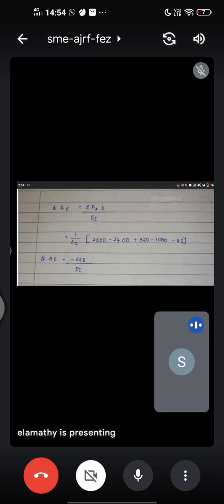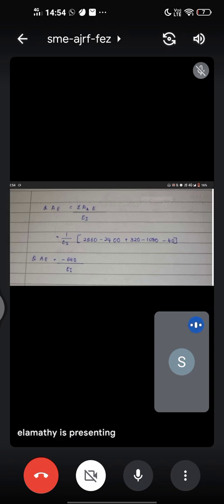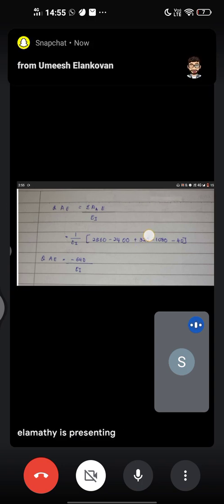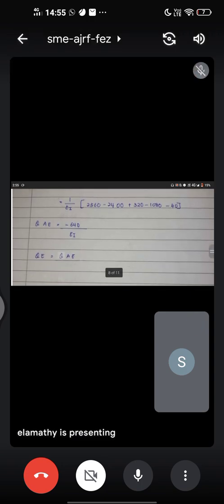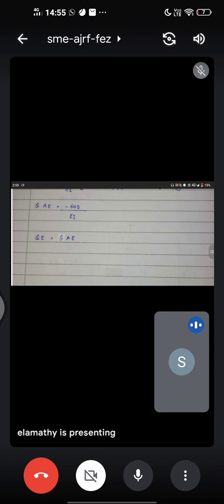So θA equals to this formula. So 1 over EI will be equal to, open bracket, 2560 minus 2400 plus 320 minus 1080 minus 40. Then you have to close bracket, and θA equals negative 640 over EI.